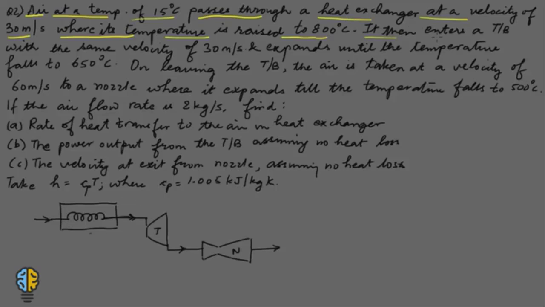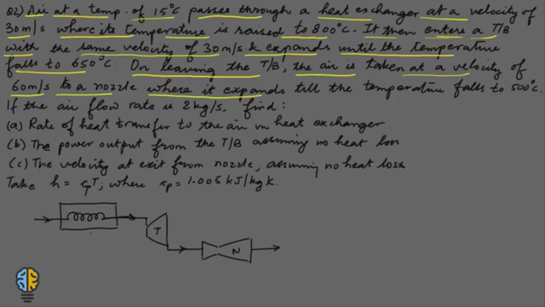It then enters a turbine with the same velocity of 30 meters per second and expands until the temperature falls to 650 degrees Celsius. On leaving the turbine, the air is taken at a velocity of 60 meters per second to a nozzle where it expands till the temperature falls to 500 degrees Celsius. If the air flow rate is 2 kg per second, find the three things to find.